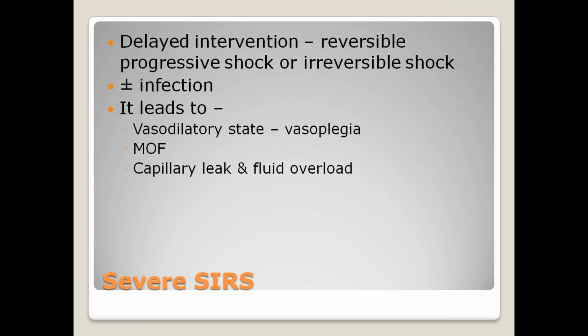Second thing that can be, the patient can go into a severe surge reaction. And that can again cause inadequate tissue perfusion. That is because of delayed intervention. So you have to always remember, you have to start the ECMO in a reversible progressive shock. If you remember physiology, there is a stage till there is a reversibility of shock. And after that, the patient goes into irreversible shock, and whatever measures you do, it is not going to help.